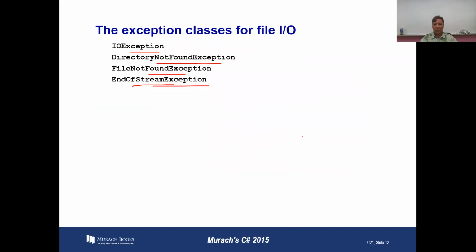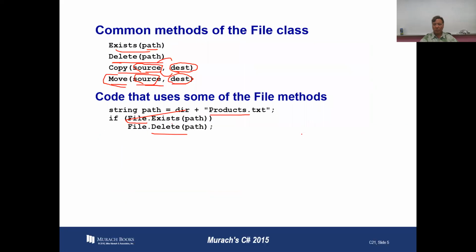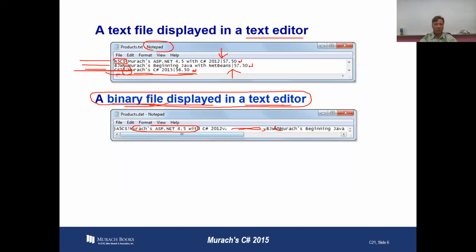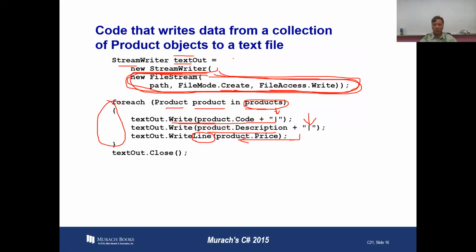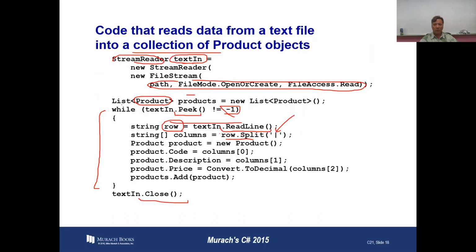And in this case, column 0 is going to be this. Column 1 is going to be the title. And column 2 is going to be the price. So there's columns 0, 1, and 2.